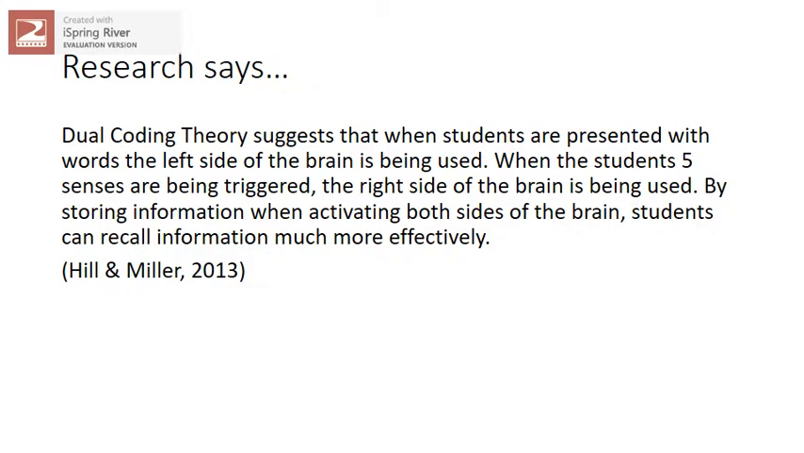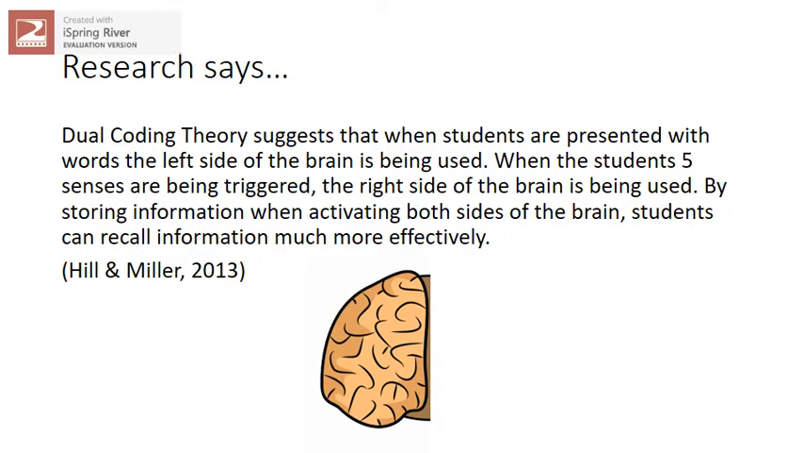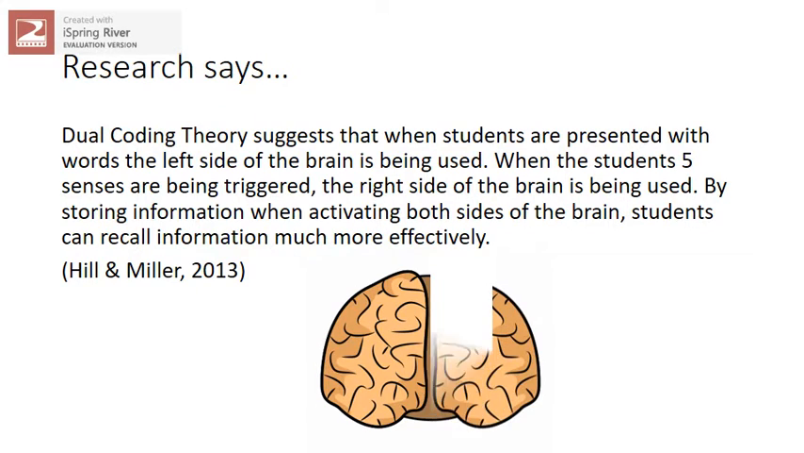Research says, dual coding theory suggests that when students are presented with words, the left side of the brain is being used. When the students' 5 senses are being triggered, the right side of the brain is being used. By storing information when activating both sides of the brain, students can recall information much more effectively.